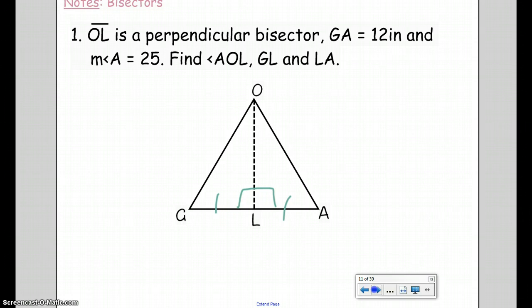Okay, GA is 12 and angle A is 25. So mark up your picture. This is 25 degrees. This is 12 inches. A lot of people tend to get sides and angles mixed up. They're totally separate, so never mix sides and angles. Find the measure of angle AOL. So this angle right here.